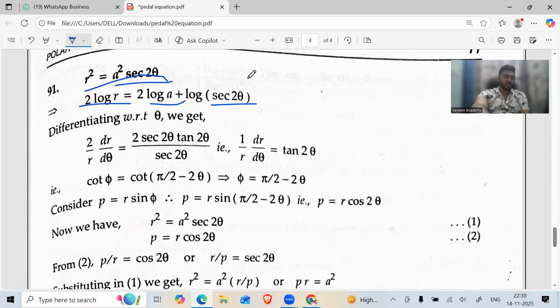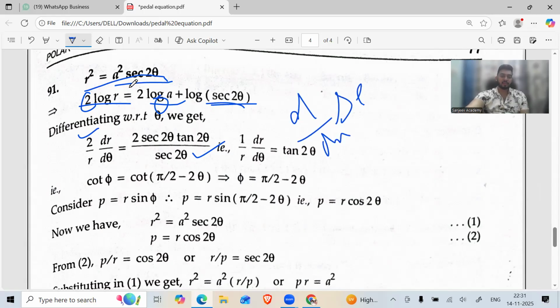Differentiation with respect to theta. 2 is constant as it is. Log r differentiation is 1 by r dr by d theta. 2 log a is 0, so leave it. And this is 1 by sec 2 theta. And what is sec x differentiation? Sec x tan x. So d by dx of sec 2 theta is nothing but what?